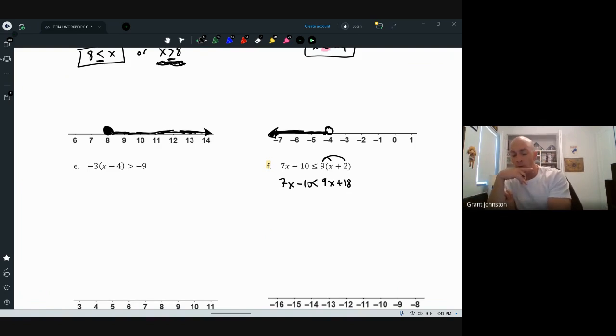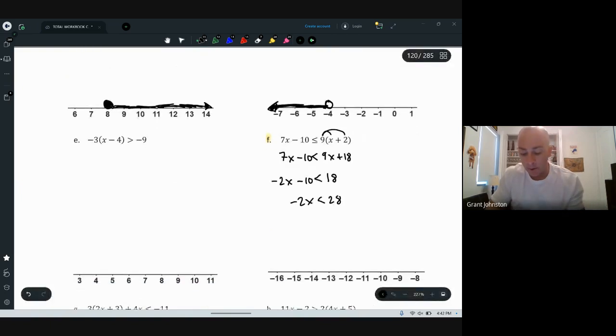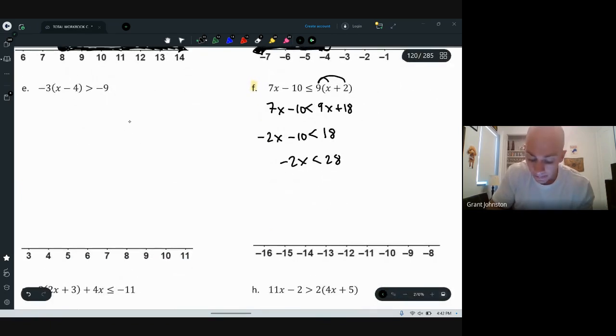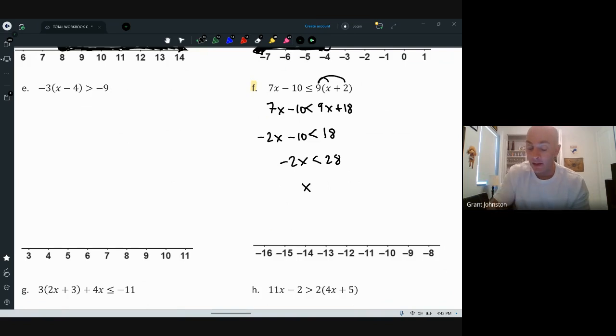I'm going to get rid of the 9x and get the x over to the left. So subtract 9x from both sides. So this side is just going to be 18. 7x minus 9x is -2x. Add 10 to both sides. Get 28. Divide by -2. And again, we're dividing by a negative. So this symbol is now going to go the other way.